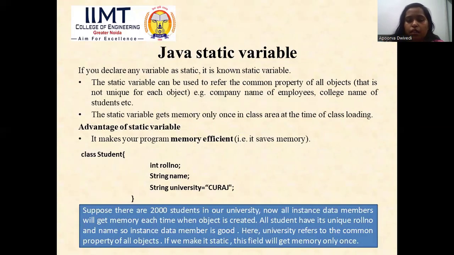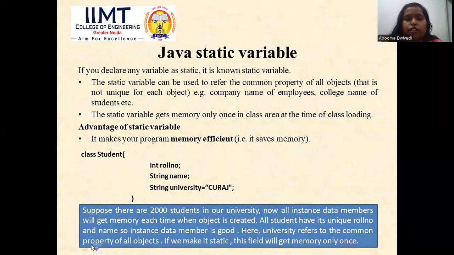Next topic is the Java static variable. What is a Java static variable? If you create a variable as static, you are going to treat that variable as a static member. Static member means it will be accessible by the class. It will not depend on the object.